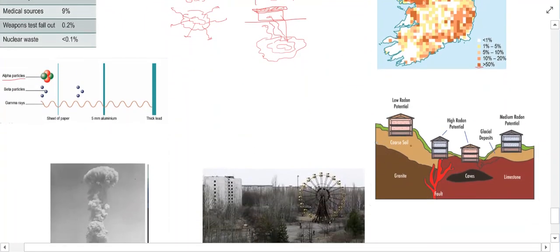So you can see here, and this just shows different types. For example, high radon potential. That's areas where there are fault lines and caves. What can happen is the radon can build up here in high concentrations, and then it can seep up into buildings, for example, if there's no radon barrier there.